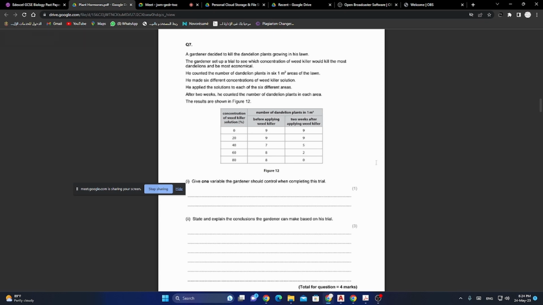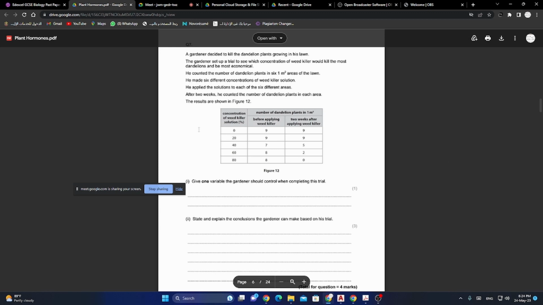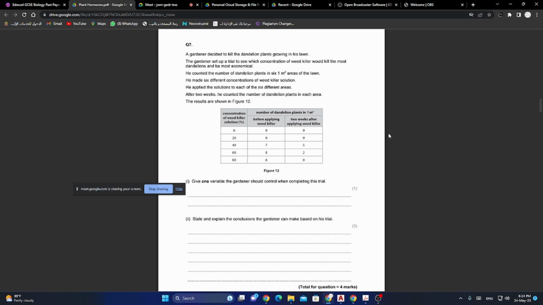Okay, so give one variable the gardener should control when completing his trial. Do you remember what a control is? A variable that you need to control. In this case, the weed killer concentration is the independent variable, right? What is the dependent variable? Right, the amount of plants killed. Well, 1 second. The amount of dandelion plants still alive after 2 weeks, right? That's the dependent variable. That's the one that's changing.